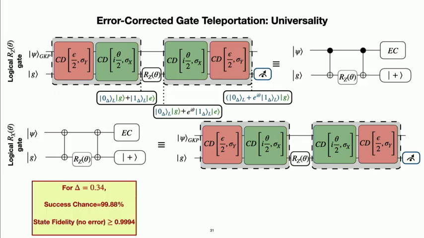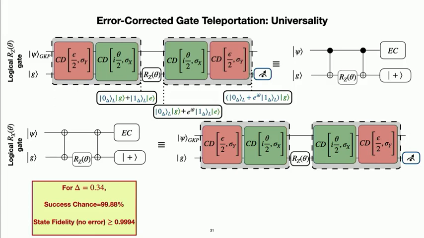Finally, the efficiency of these circuits is as follows. The success chance of this scheme giving you a gate teleportation is 99.88%. It's not 100% because the QSP scheme that I showed you has some second-order terms that I ignored, and that leads to this small error. And the state fidelity that you get after this gate teleportation is 0.994, which is really good. And all of this in the absence of error, by the way.